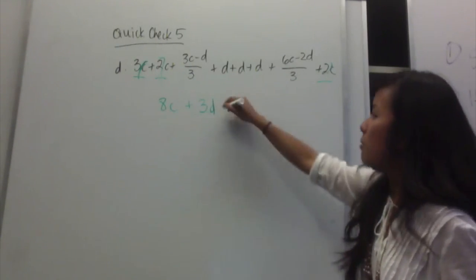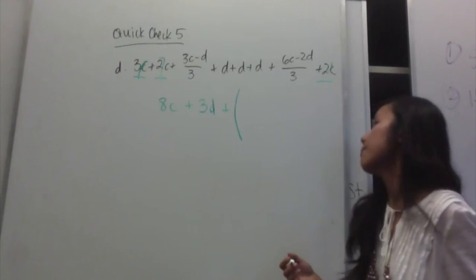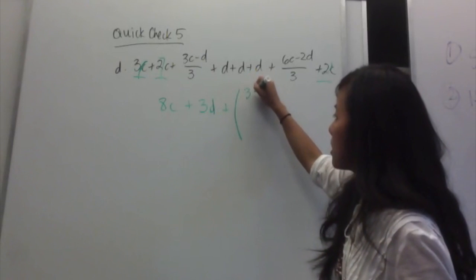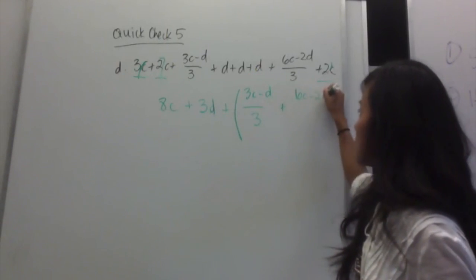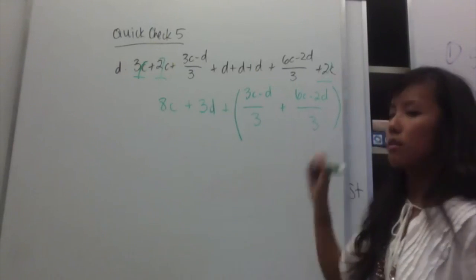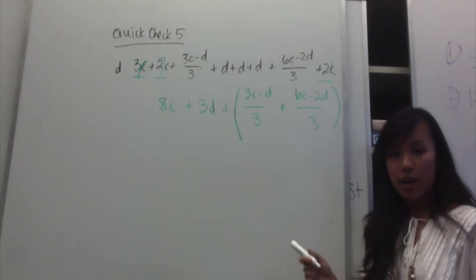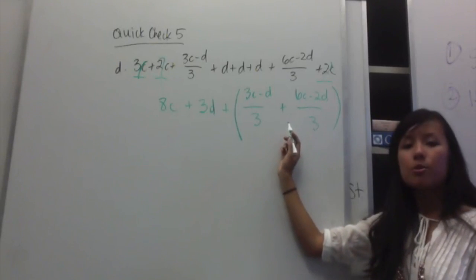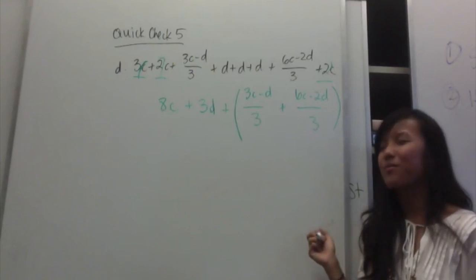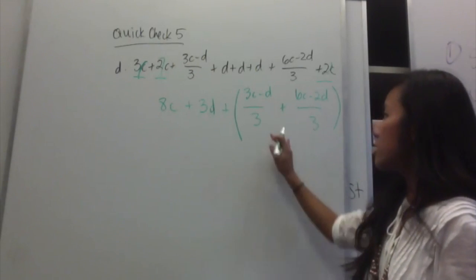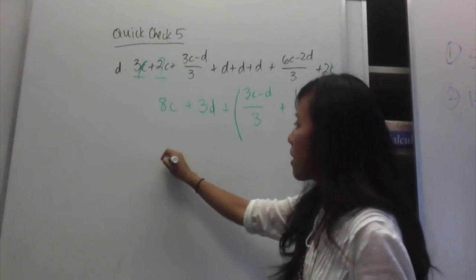Okay? And now what I'm going to do is I have the fractions. I'm going to put them in parentheses just so I could see them better. Okay? So we're going to have 3C minus D over 3 plus 6C minus 2D over 3. Okay? So just to remind you, when we're adding or subtracting fractions, the denominator stays the same. Okay? Hopefully you got that. So if the denominator stays the same, we're just adding the top then. Okay? So let's rewrite this.